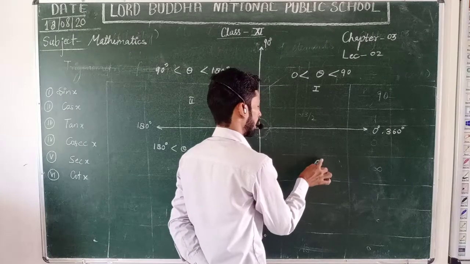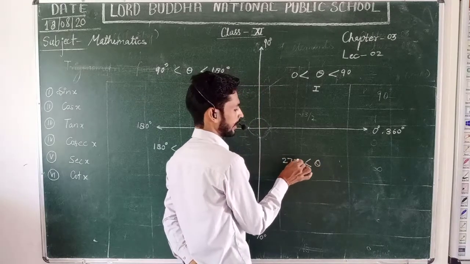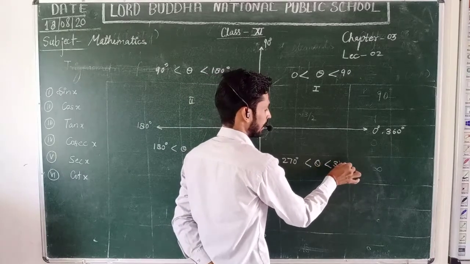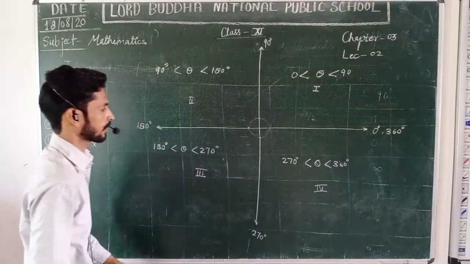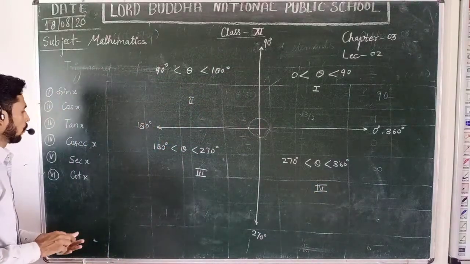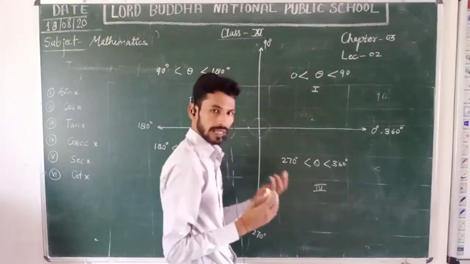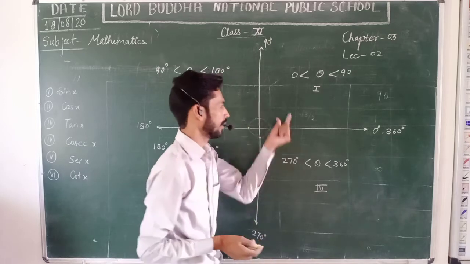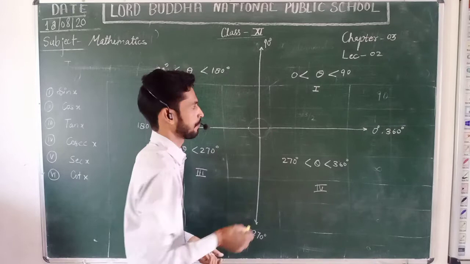But if the angle is between 270 degrees and 360 degrees, then it will be quadrant number 4. And we have to focus on the signs of all trigonometric functions in different quadrants, like first, second, third and fourth.